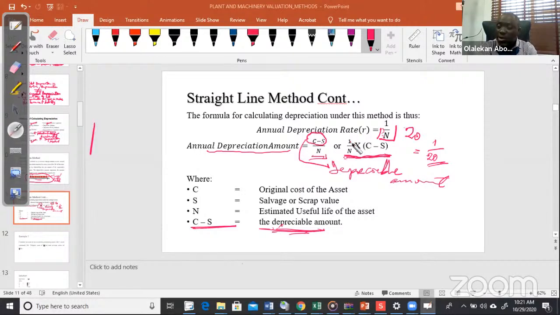That means that when you get your depreciation rate, all you need to do to get your annual depreciation amount is use your rate to multiply your depreciable sum, which is cost minus scrap value or minus salvage value.